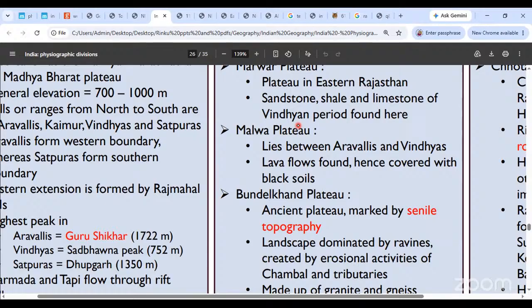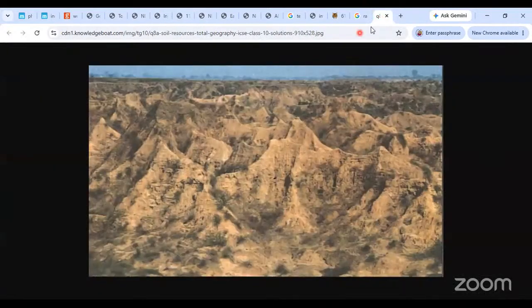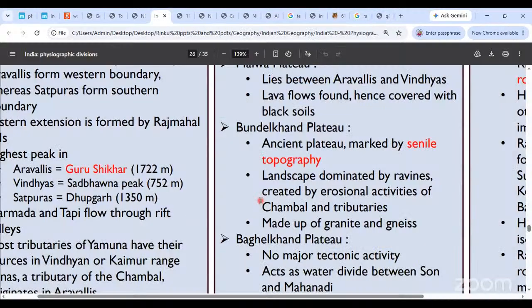Malwa Plateau lies between the Aravallis and the Vindhyas. That is what you're going to consider. And Malwa Plateau is famous for its black soils. You will have a good amount of black soils over there. Bundelkhand Plateau famous for the Sinai topography, the one that we saw over here. You will find this kind of topography in the Bundelkhand Plateau. It is a landscape dominated by ravines created by erosional activities of Chambal and tributaries. A lot of igneous and metamorphic rocks, granite and gneiss का अच्छा खासा खदान है वहाँ पे.